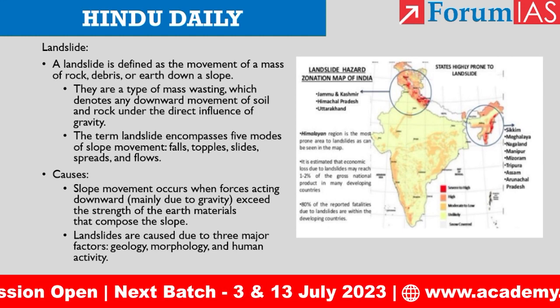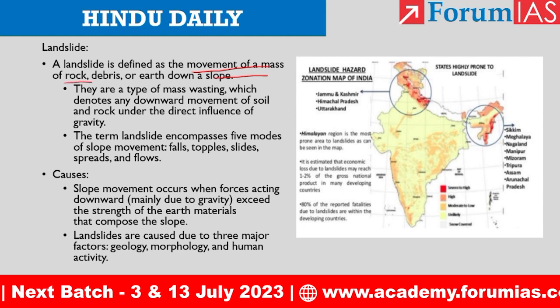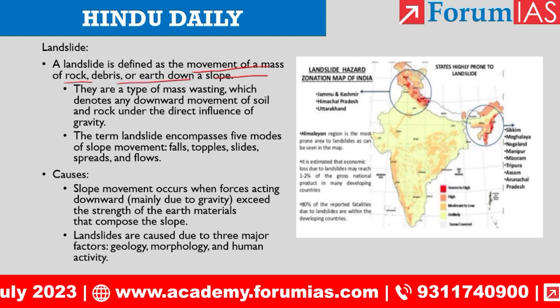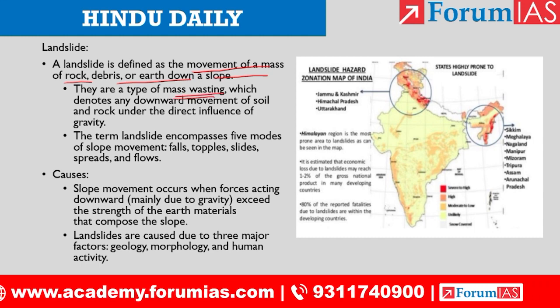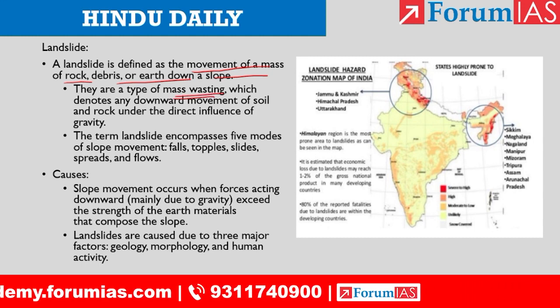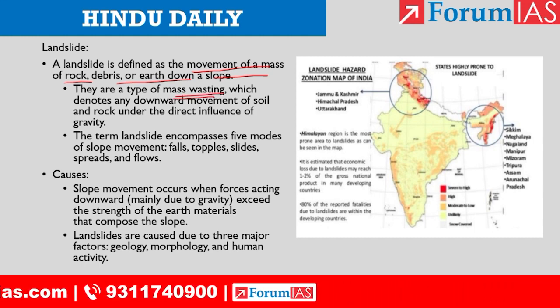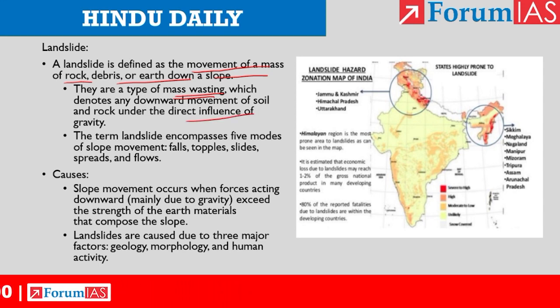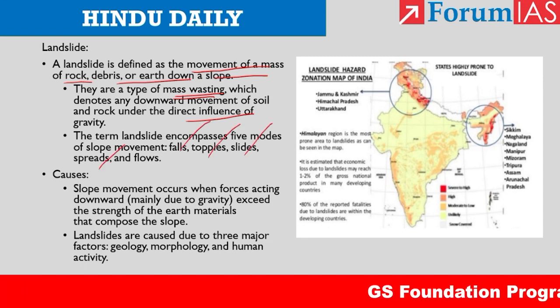It is a movement of a mass of rock, debris or earth down a slope. So you can call it a type of mass wasting. So what is mass wasting? It is the downward movement of soil and rock under the direct influence of gravity. There are 5 types of slope movement during a landslide. What are they? Falls, topples, slides, spreads, and flows.